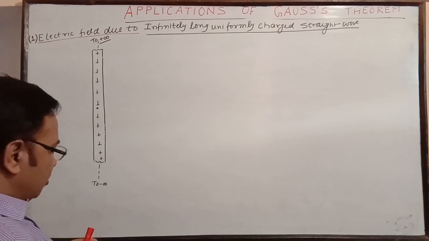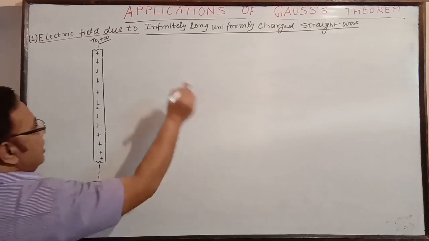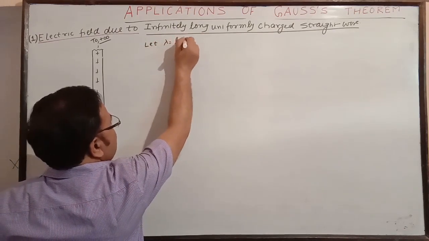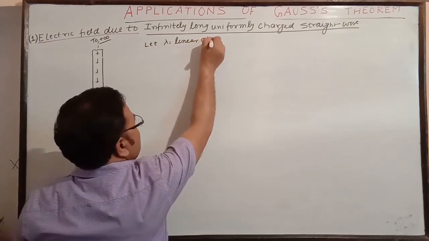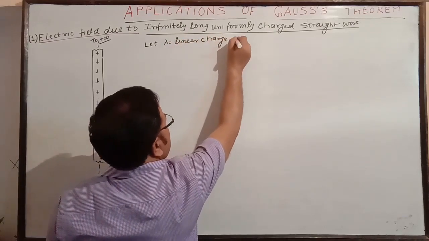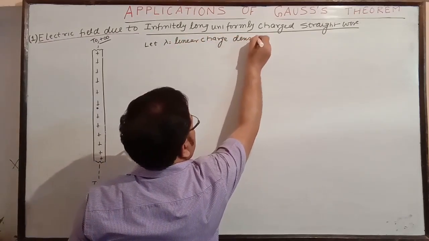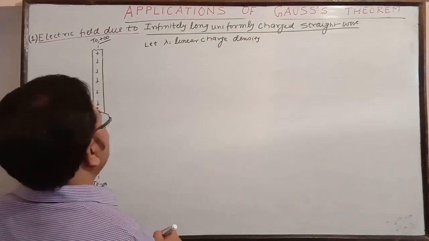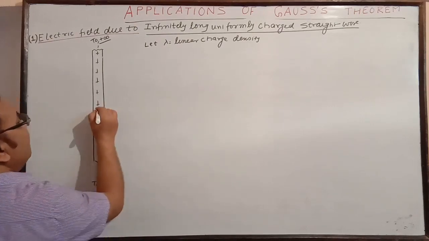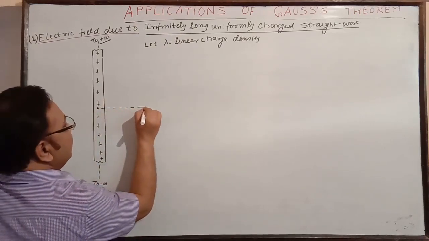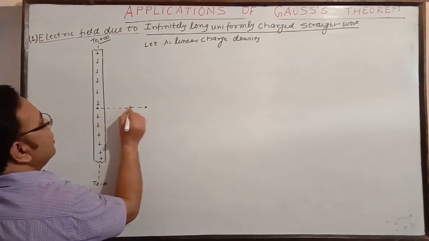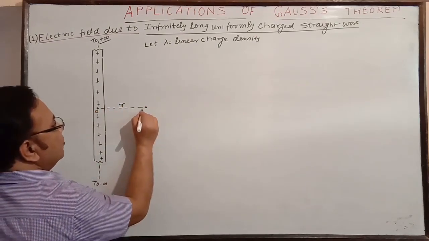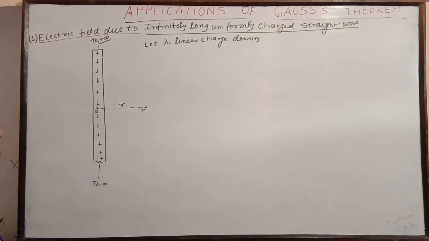Here what we would like to see is, first let lambda equal to linear charge density of uniformly charged wire, and we would like to find out, say, the electric field at a distance r from any point, say O, and this your observation point is P.